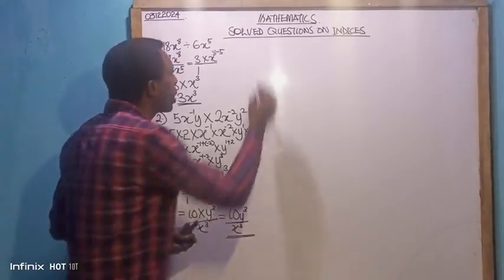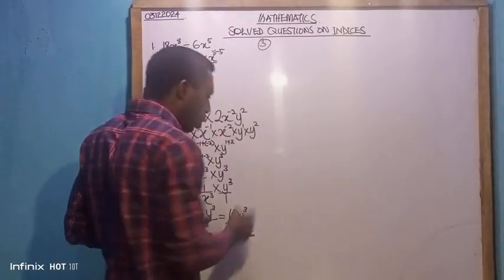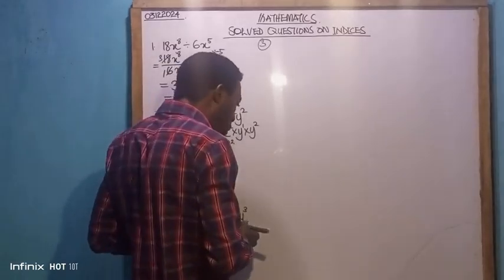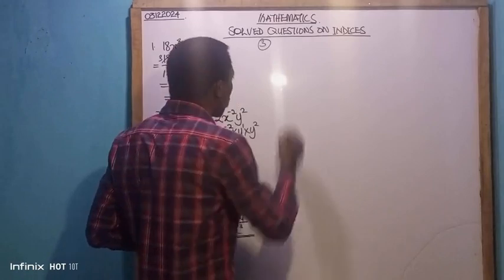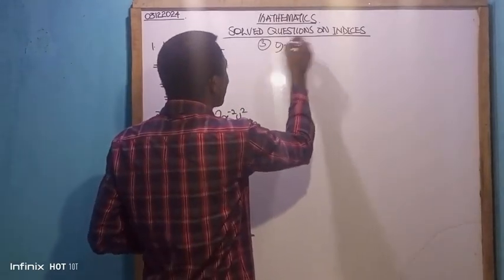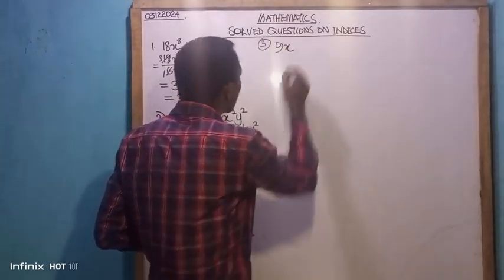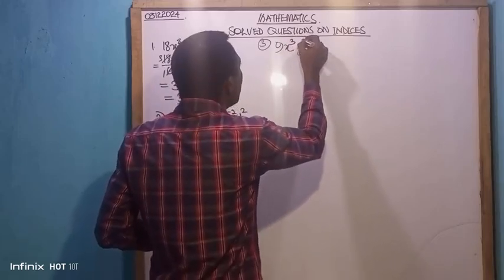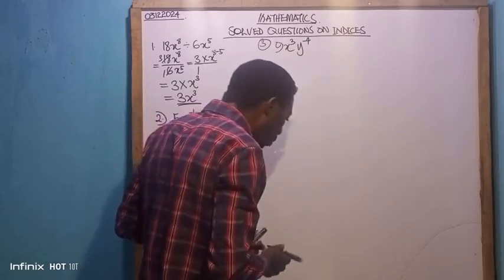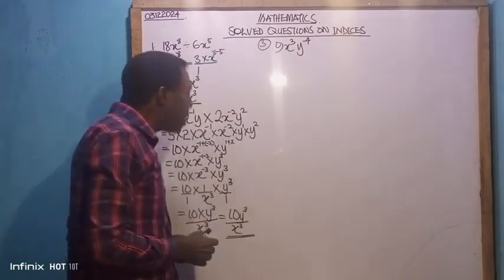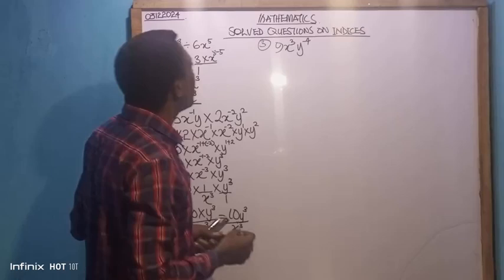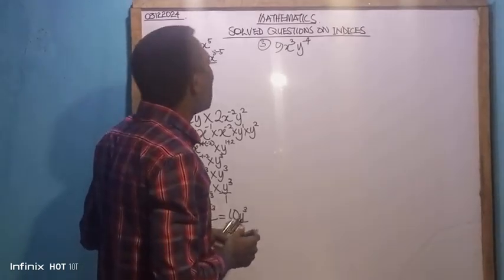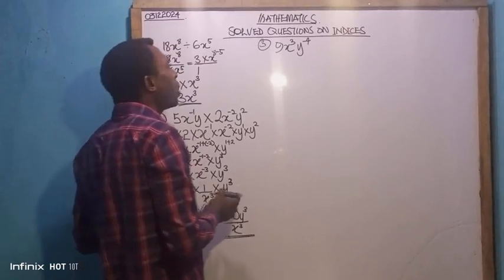So let's quickly rush down to number 3. Now, under this number 3, we have this question that talks about 9x raised to power 3, y raised to power minus 4. We want to solve this question. 9x raised to power 3, y raised to power minus 4. Then how do we go with this?